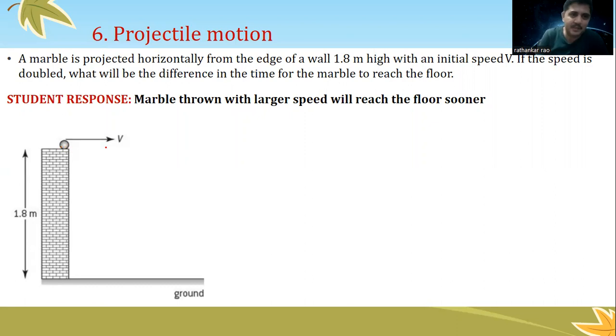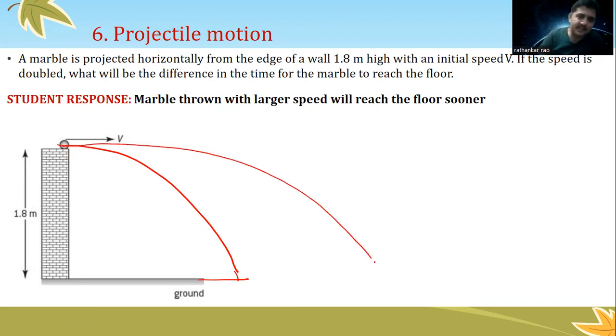Now when I throw it with the velocity v horizontally, what will happen? The marble will come and fall here. Now, if I double the velocity, that means I'm throwing it faster. Then the marble will take a path like this and will fall here, farther from the wall.